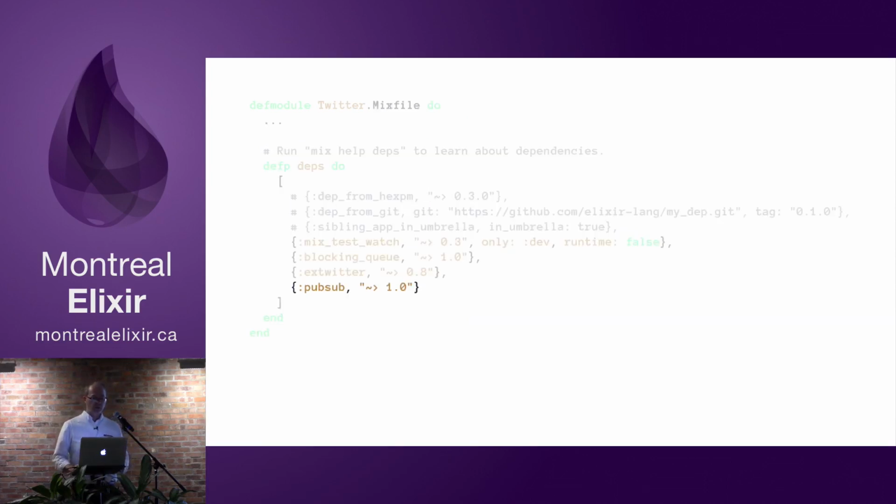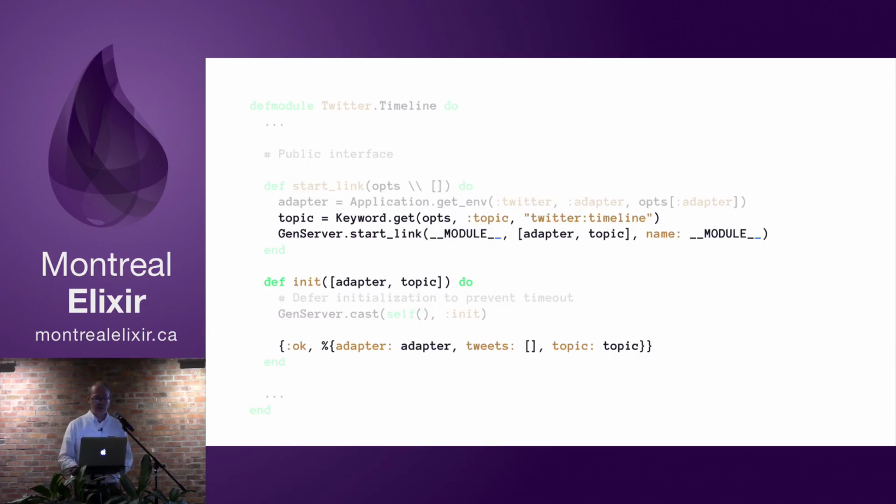So we need PubSub in the project. So we add PubSub as a dependency. We run mix.deps.get, and then it's time to implement this. So we need to change how we initialize the timeline. So now we're getting a topic, and we need to pass this down to the init function here, and we're going to store the topic to use in the state of the process here. So then we can forget about the topic. The gen server, the timeline, has been initialized with the topic to use eventually. And of course, we still have the empty list of tweets and the adapter.